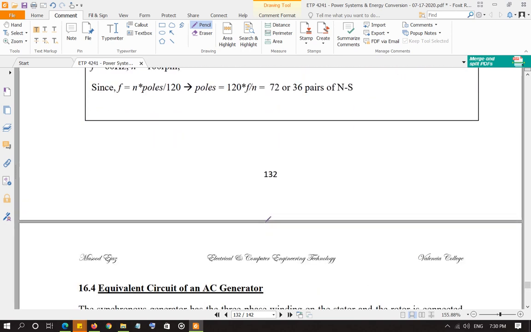And in the next video, we're going to discuss the circuit and the load on the AC generator.